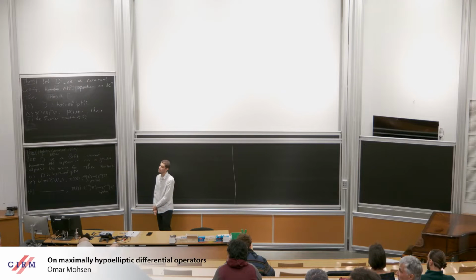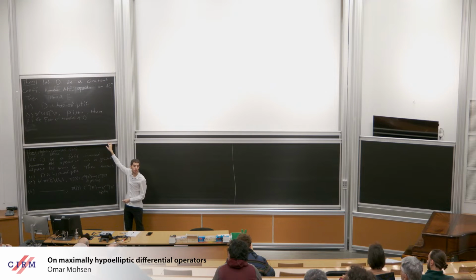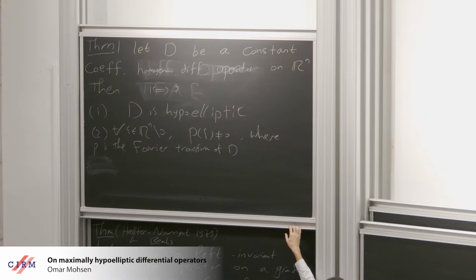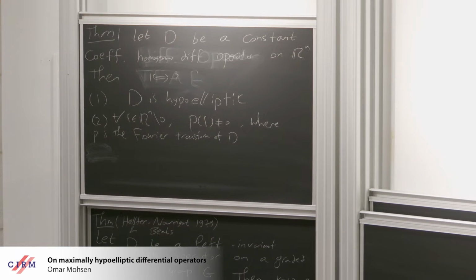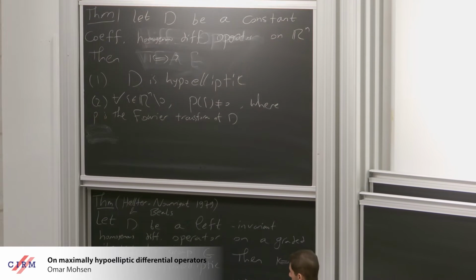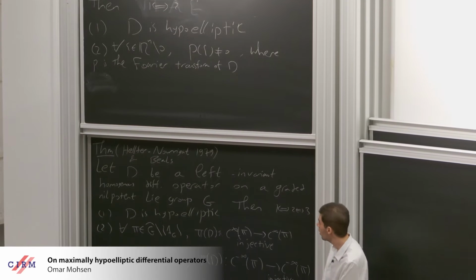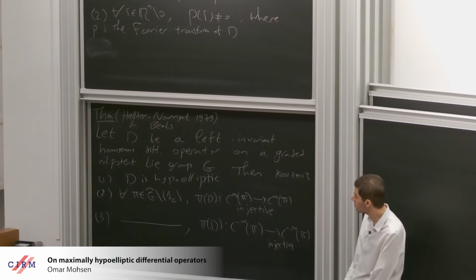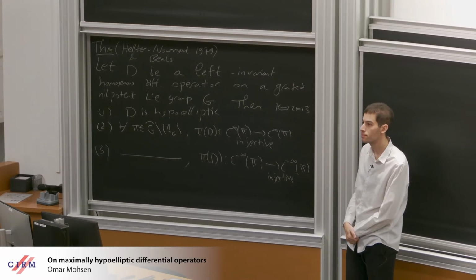So the last two lectures, we proved this theorem. I didn't give it an author because it's quite a classical theorem. So this is for hypoelliptic differential operators with constant coefficients on Rn. And then in the second lecture, I described this theorem and some idea on this proof, which gives you hypoellipticity for left invariant homogeneous differential operators on a graded nilpotent Lie group.